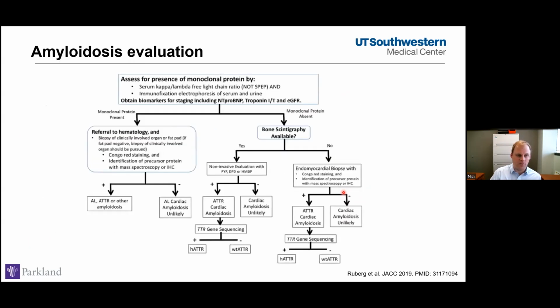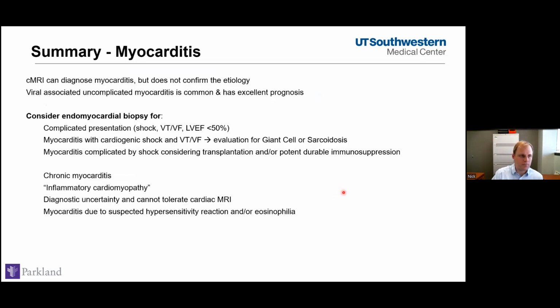For those that like flow charts, here's a little flow chart for AL amyloid from that perspective. Just to sum up real quick, a couple slides, and then a couple minutes for questions and or cases if there's some interest.